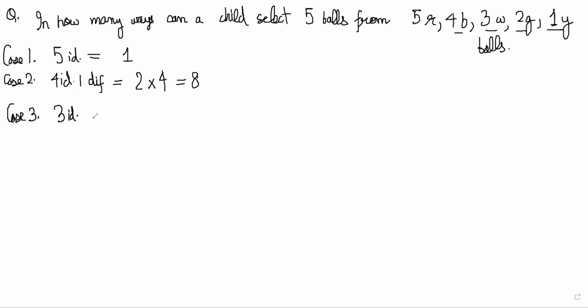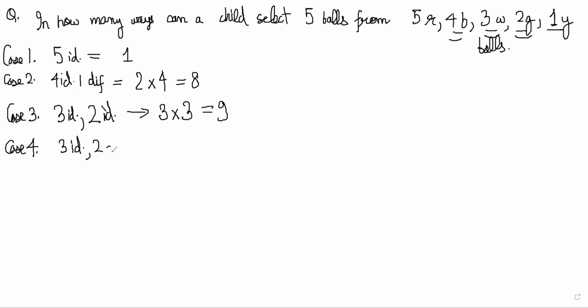Case three can be 3 identical and two different. No, two identical. Three identical, two identical is also a case. That can be done in three identical in 3 ways, and two identical in 4 ways. No, one is left, one will be left, and there are three again. So three into three, 9. So nine ways.